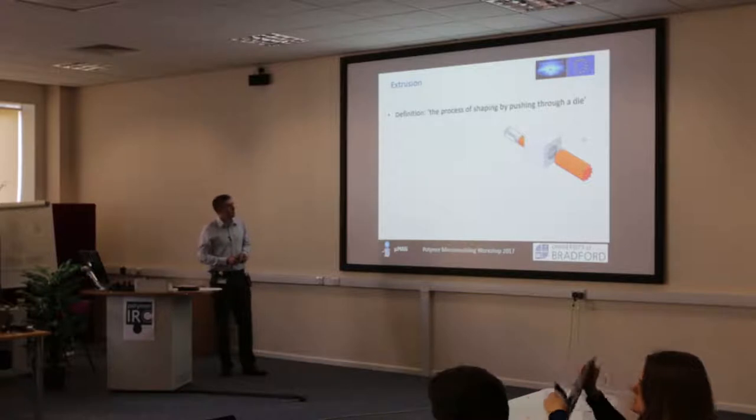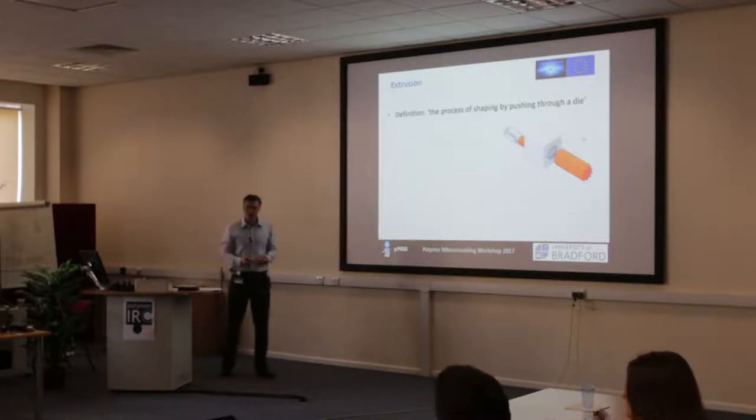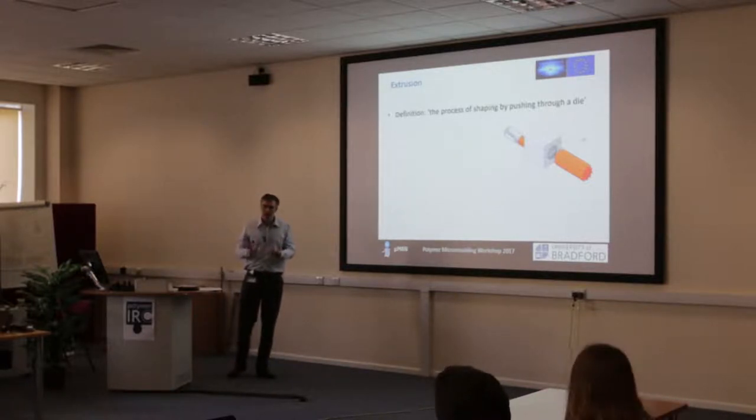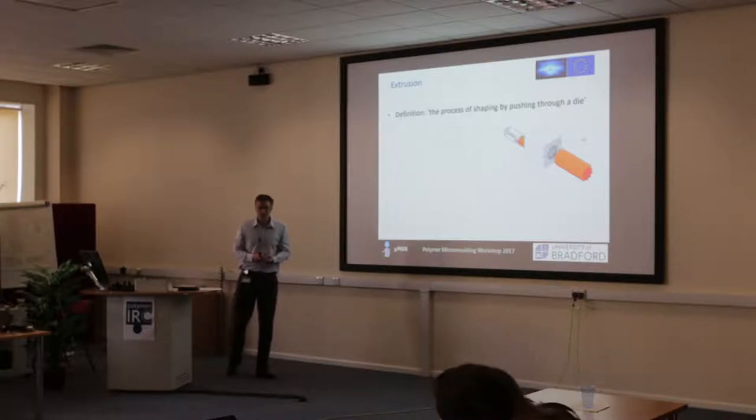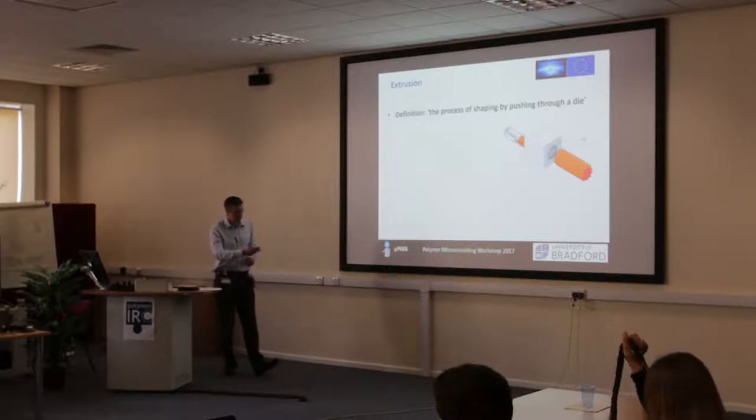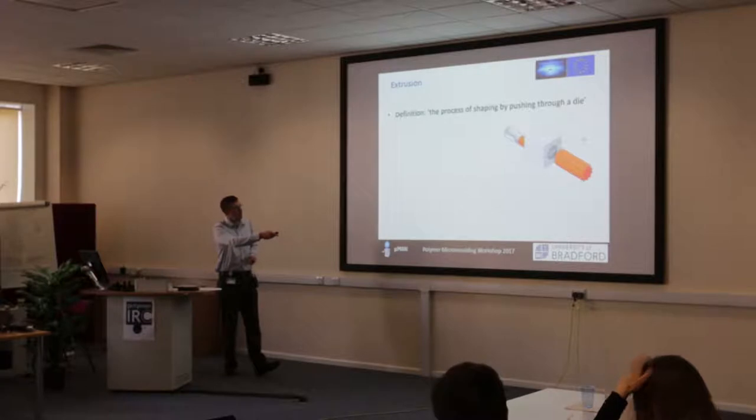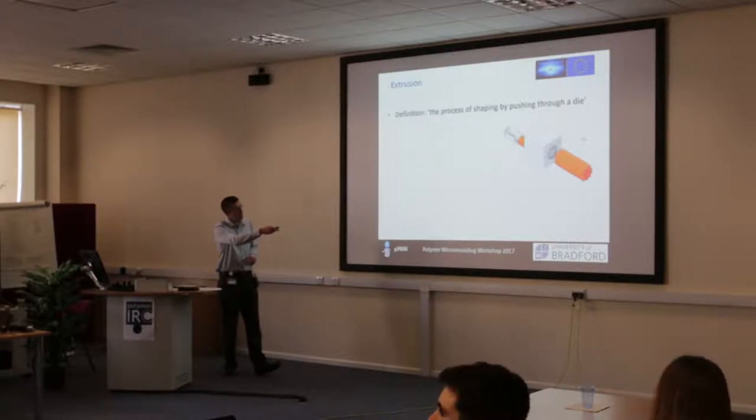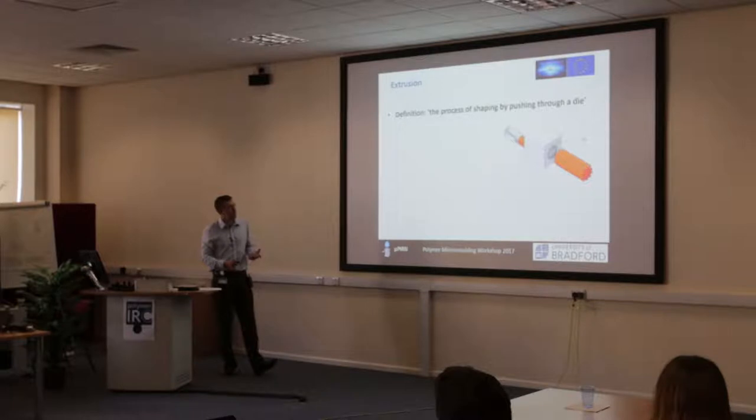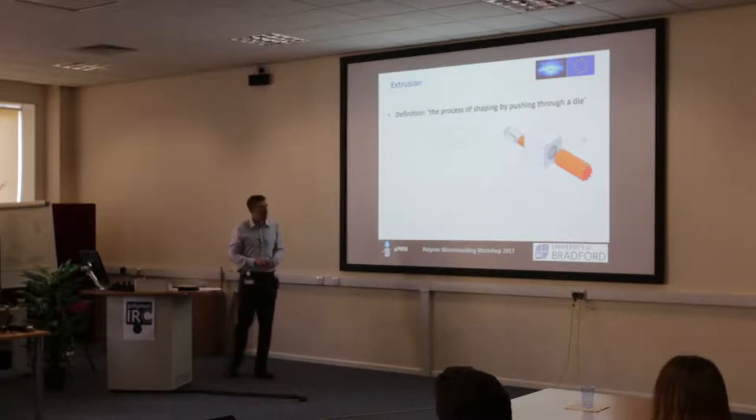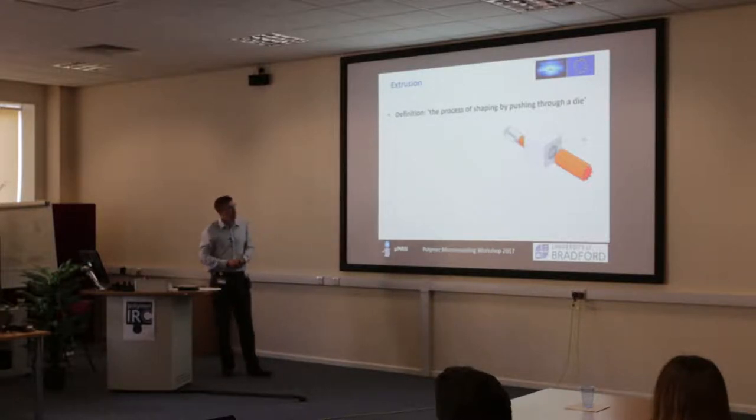So what does extrusion mean? The definition of extrusion is really forming something into a shape by pushing it through a die. So this is just a very simple example of a billet, a soft material, being pushed through a die of a certain shape to form that shape. So very simply put, it's just a process of forming something by pushing it through a die.